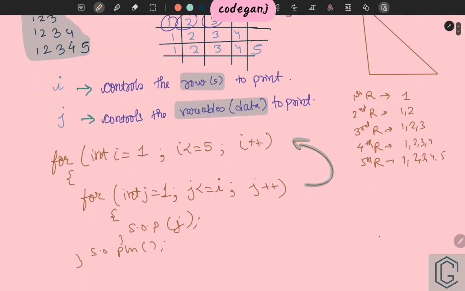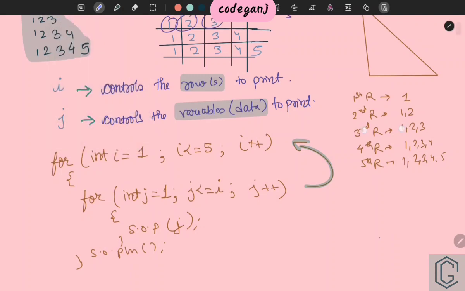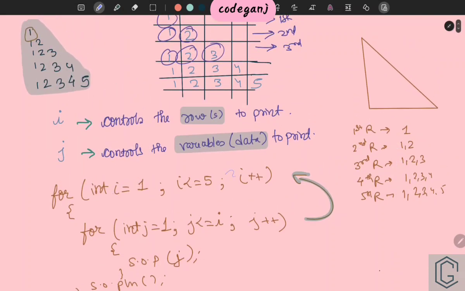Cool. Now see how this will execute. So now we are going to do the execution part. So how does it execute? This I told you, this is for your rows, and this is for your data printing. Cool. So first I have to bring the cursor to the first row. So i equals 1. If the condition is true, it goes inside this. There is a new variable called j, and j is less than or equal to i, which means 1.